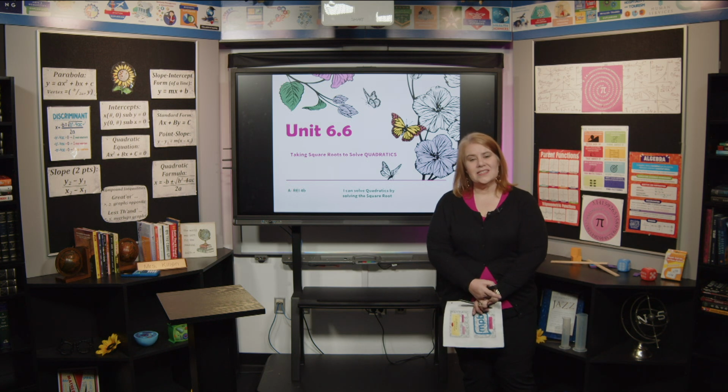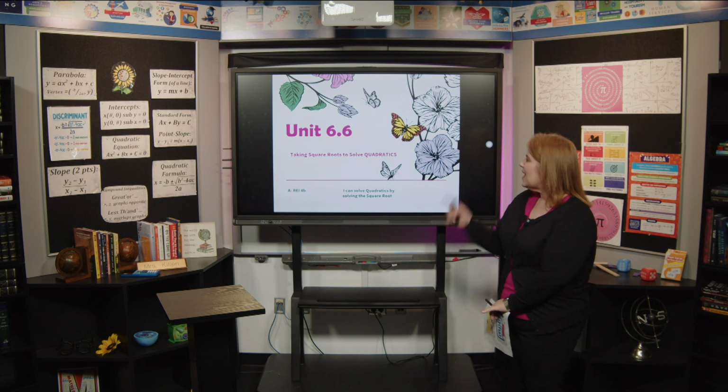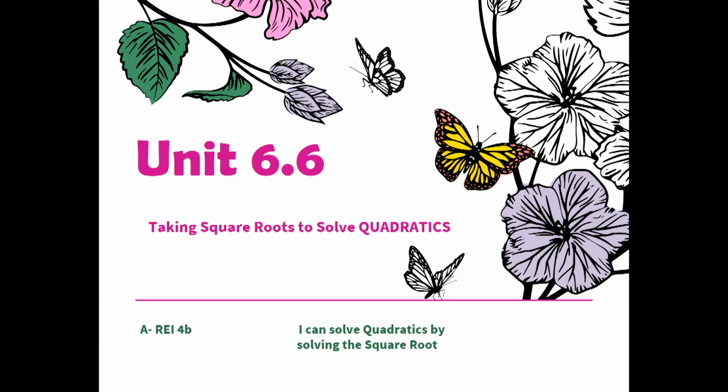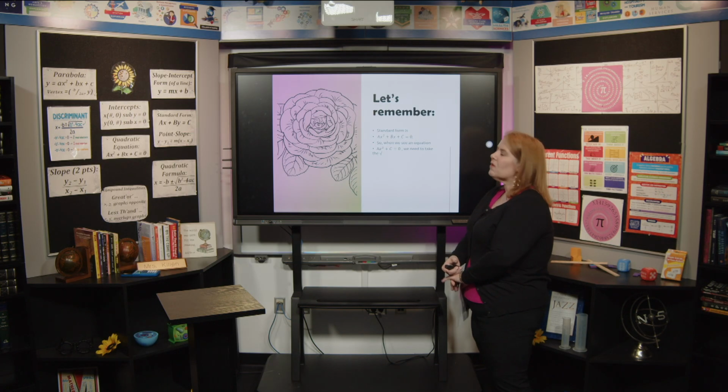We are still in our 6th unit of Introduction to Quadratics. Now we're in lesson 6, which is taking square roots to solve quadratics. We're looking at REI 4B. I can solve quadratics by taking the square root. And we did some of that in our last lesson, but we're going to get more involved here.